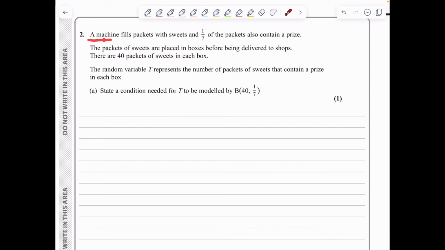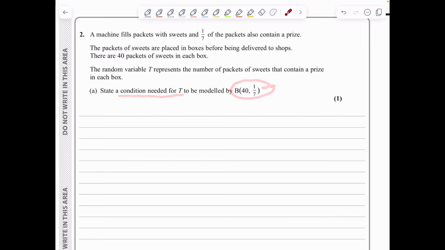In question 2, we've got a machine filling packets with sweets, and 1 in 7 of the packets also contain a prize. Now the packets of sweets are placed in boxes with 40 packets of sweets in each box, and the random variable capital T is representing the number of packets of sweets containing a prize. Now we need to state a condition needed for capital T to be modeled through a binomial distribution with parameters n is 40 and p is 1 over 7.